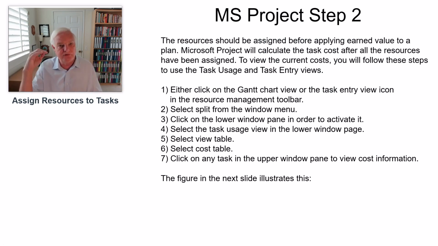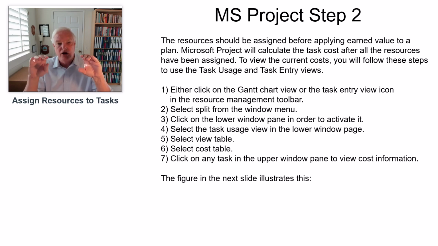Now, let's go to step 2. Now that we've created step 1, the resources should be assigned before applying earned value to the plan. Microsoft Project will calculate the task costs after all the resources have been assigned. To view the current costs, you will follow the steps I'm going to walk you through now. And you're going to use the task usage and task entry views. So either click on the Gantt chart view, that'll drive over to the Gantt chart, or the task entry view icon in the resource management toolbar.